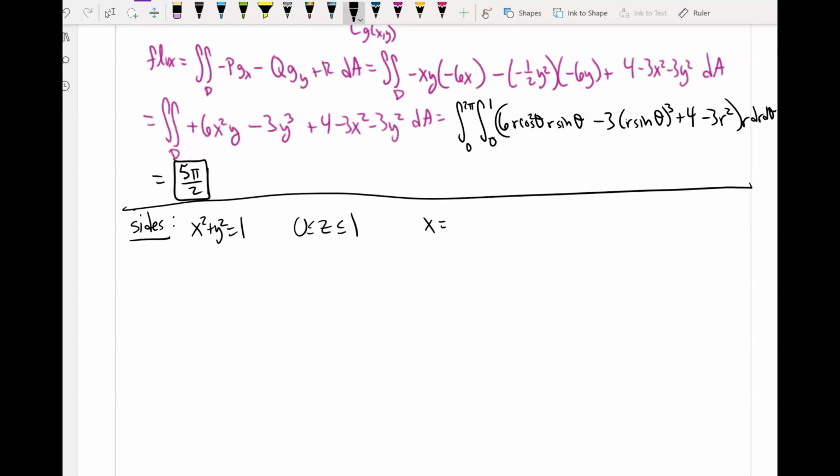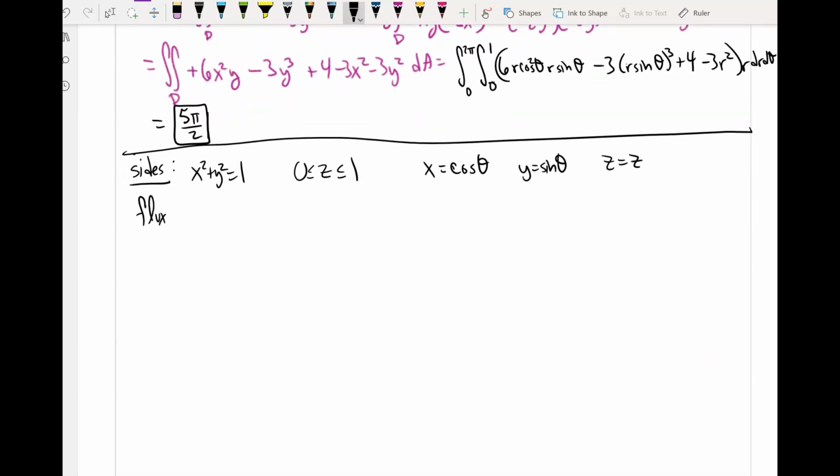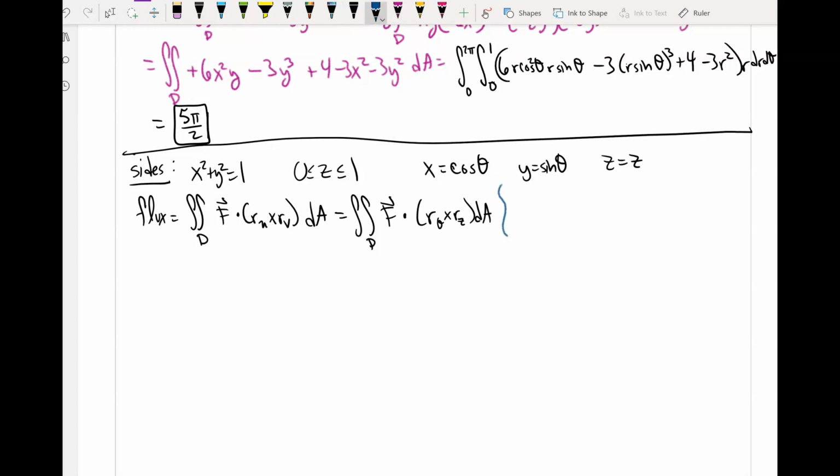Our parametric equations, because this is a circle of radius 1, are cosine theta, sine theta, and z is just equal to z. To find the flux, we have to find the double integral over the region D of F dotted with the cross product, r theta cross r z. So what would be the cross product? I'm going to have r theta cross r z.